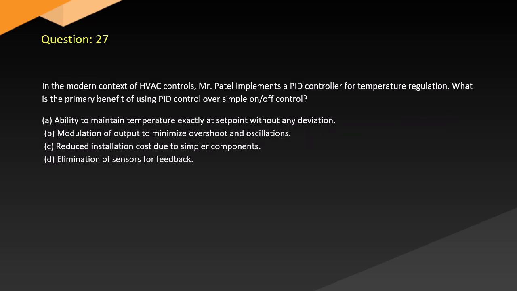Question 27. In a modern context of HVAC controls, Mr. Patel implements a PID controller for temperature regulation. What is the primary benefit of using PID control over simple on-off control? A. Ability to maintain temperature exactly at set point without any deviation. B. Modulation of output to minimize overshoot and oscillations. C. Reduced installation cost due to simpler components. D. Elimination of sensors for feedback.